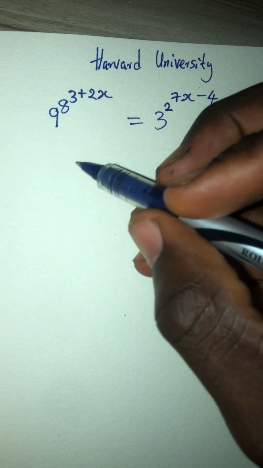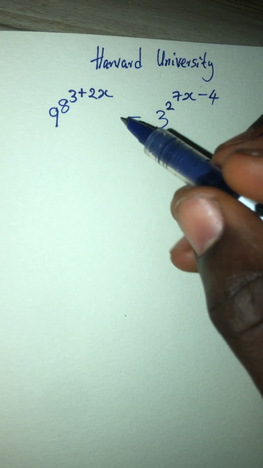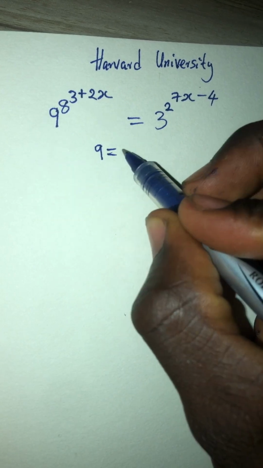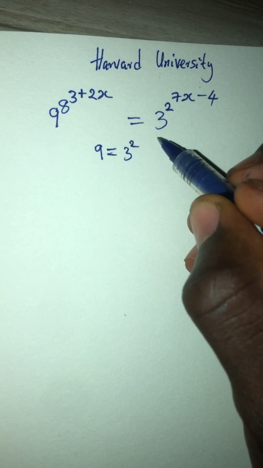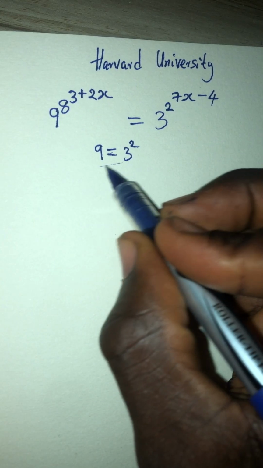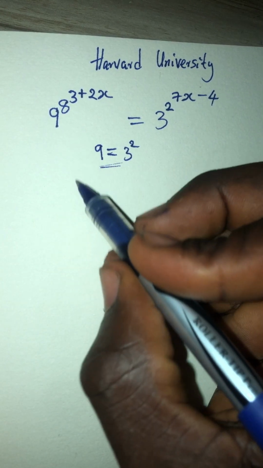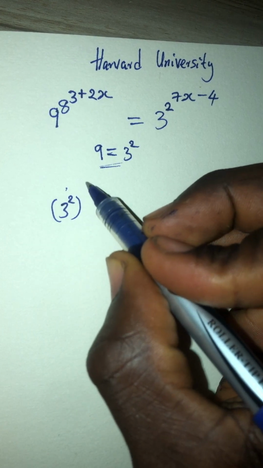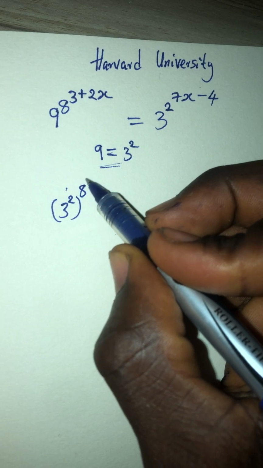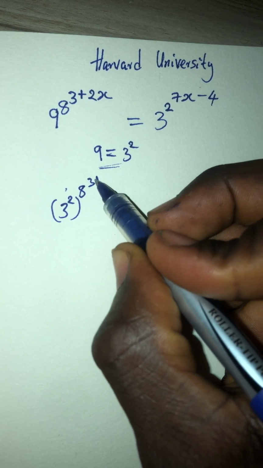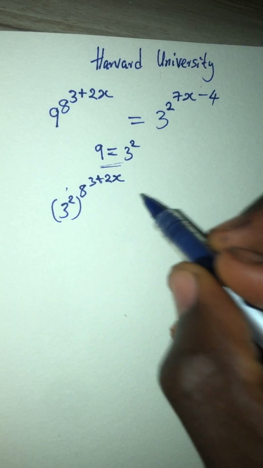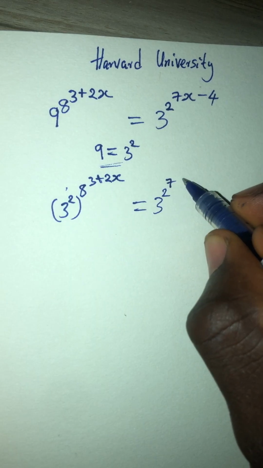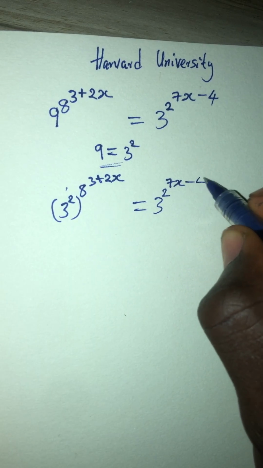Okay, we are looking for x, and we know from the law of indices that 9 is equal to 3 raised to power 2. So because of this, we are going to rewrite this equation as (3 raised to power 2) raised to power 8 raised to power 3 plus 2x is equal to (3 raised to power 2) raised to power 7x minus 4.